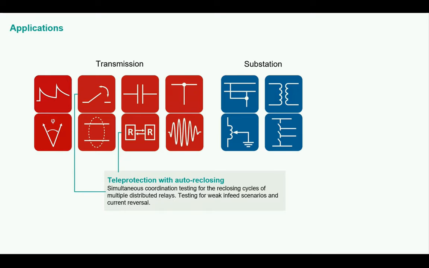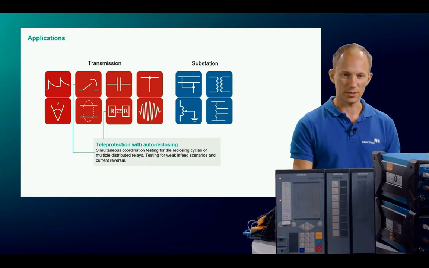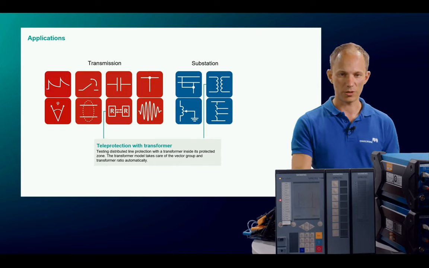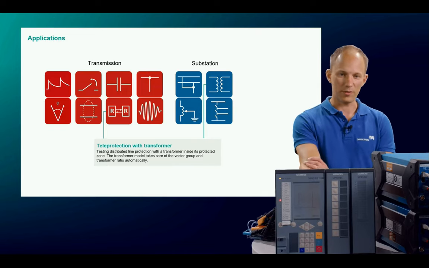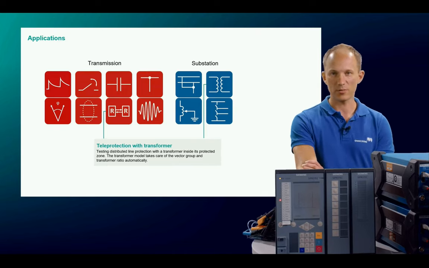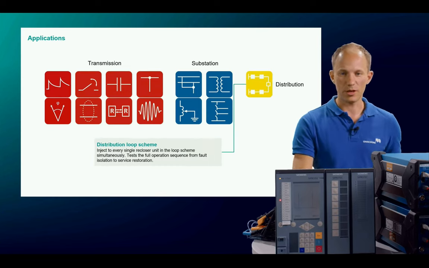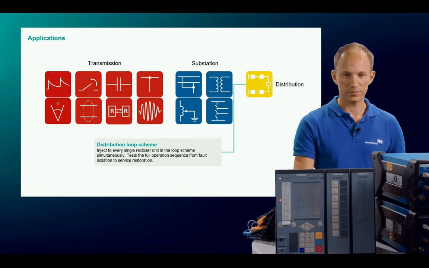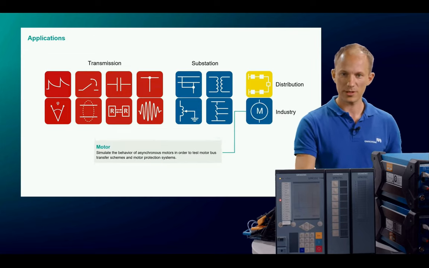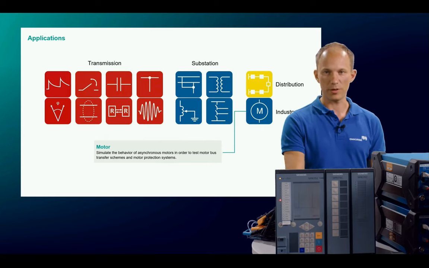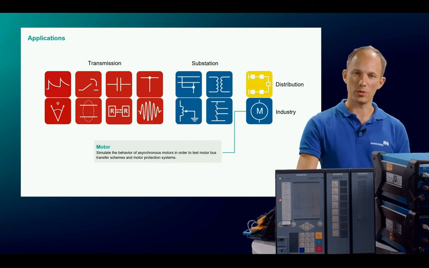We can combine now different application areas. So that means transmission and auto reclosing. So teleprotection with auto reclosing. We could have a differential protection system with a transformer in between. In the field of a distribution area, we could simulate auto recloser sequences. And in the industry application area, we have the possibility to simulate even motors.